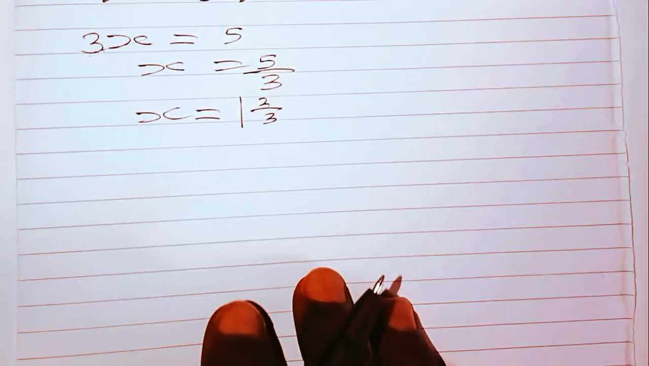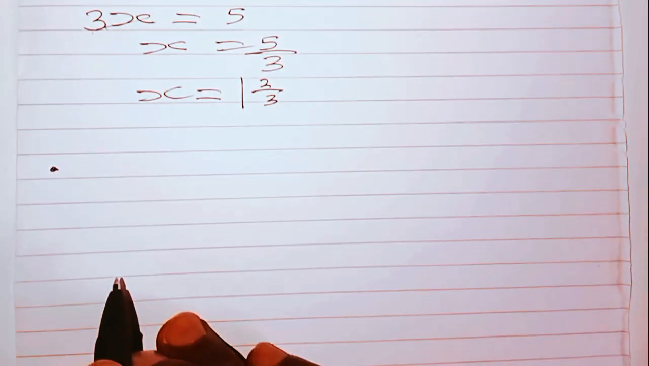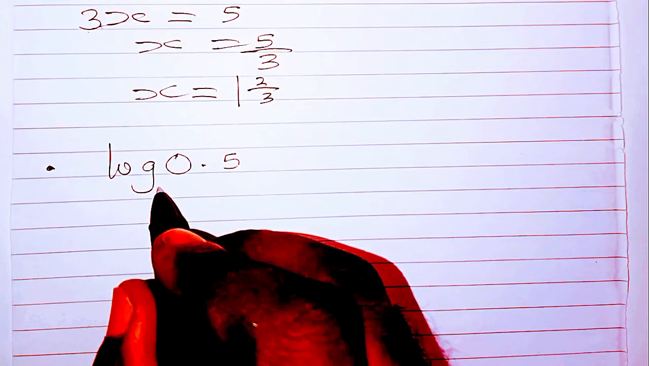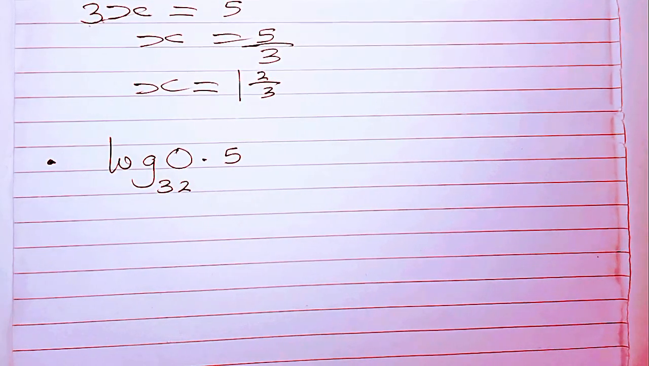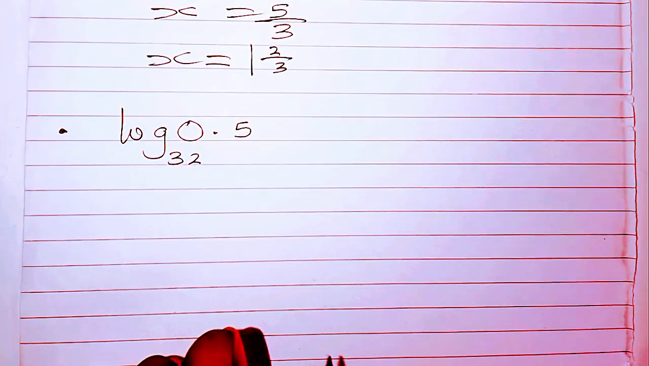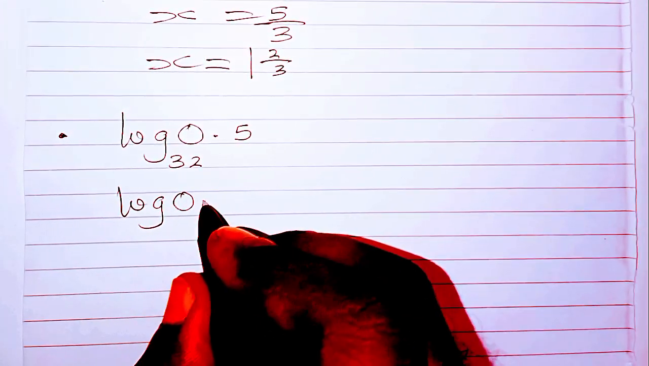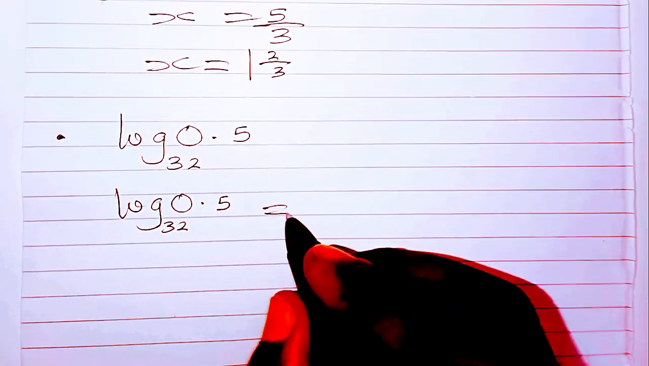Let's take a look at another example. Here is another one. If we were to evaluate log 0.5 base 32, this can easily be done using the concept of the relationship between indices and logarithm. We can just say let log 0.5 base 32 be x.